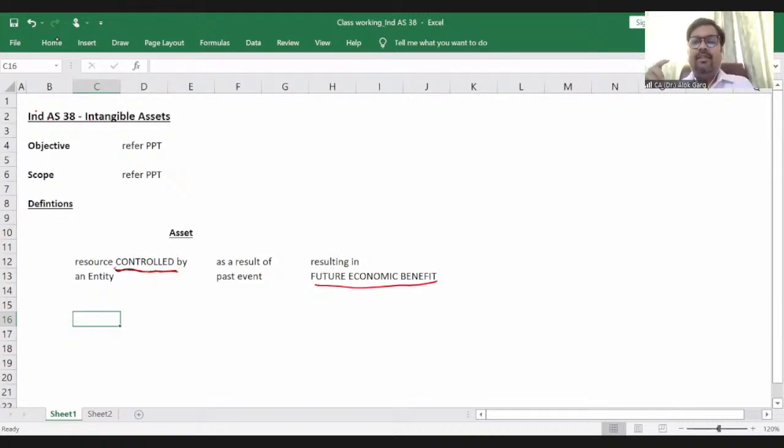So you guys have given the definition that something we can own. I mean to say there must be a control. There must be control over that resource, right? So a resource controlled by an entity. How will this control come? The control will come as a result of past event.